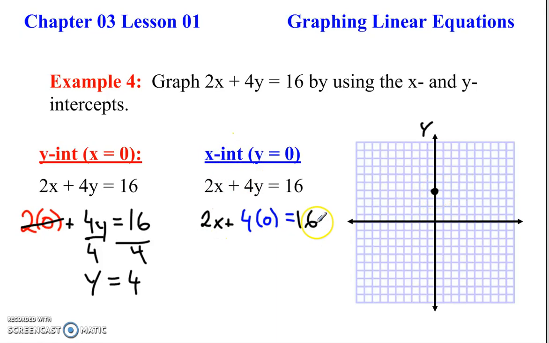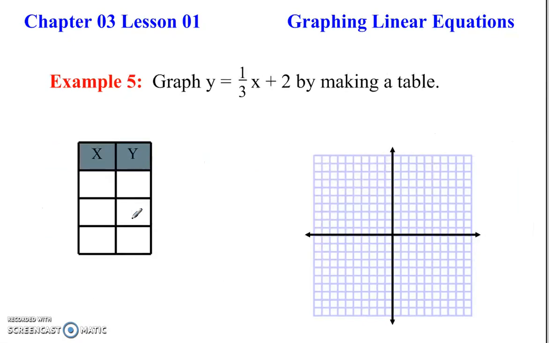The x-intercept, where it crosses the x-axis, this cancels out. 4 times 0 is 0. Divide by 2 on each side. And then you get x is equal to 8 at the x-intercept. So 1, 2, 3, 4, 5, 6, 7, 8. Since this is a linear equation, I can draw a straight line through these 2 points.